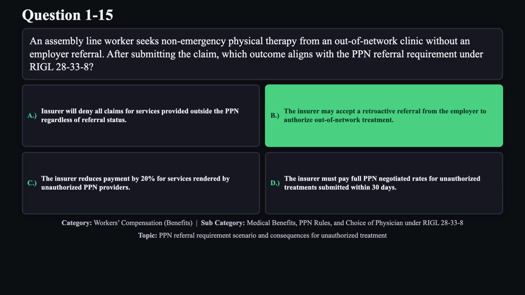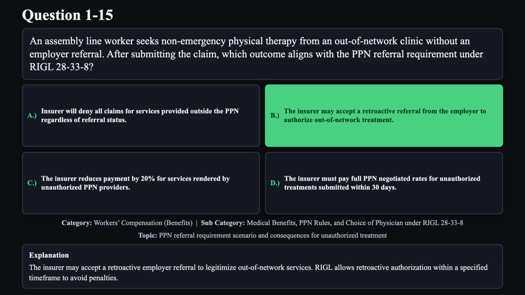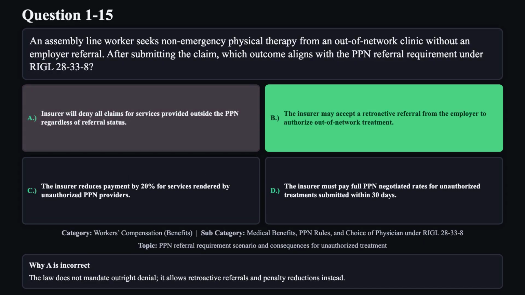The correct answer is B. The insurer may accept a retroactive employer referral to legitimize out-of-network services. RIGL allows retroactive authorization within a specified timeframe to avoid penalties. Reason A is not correct. The law does not mandate outright denial. It allows retroactive referrals and penalty reductions instead.